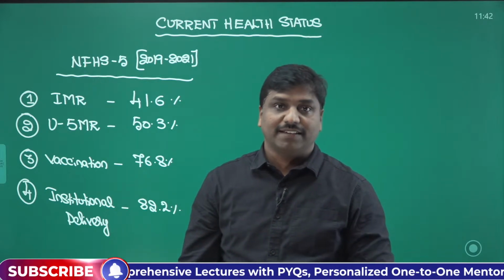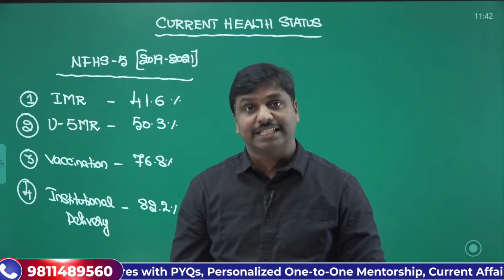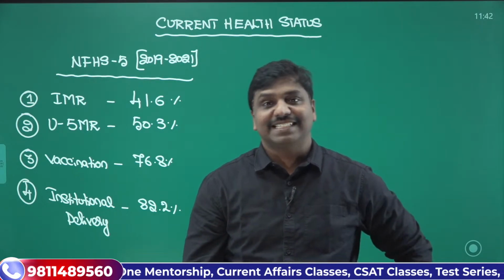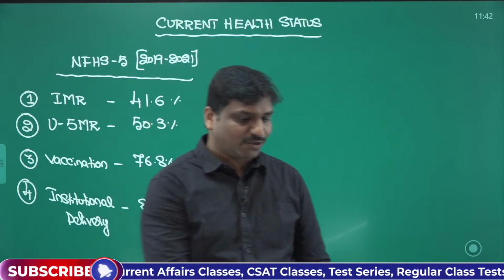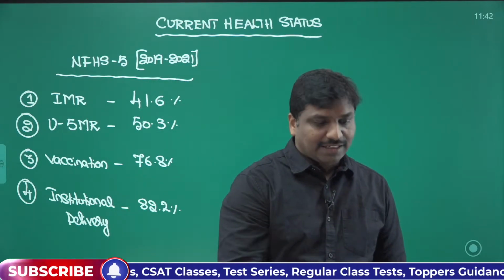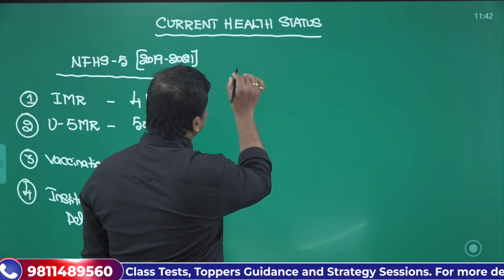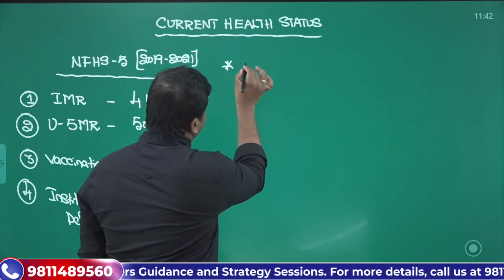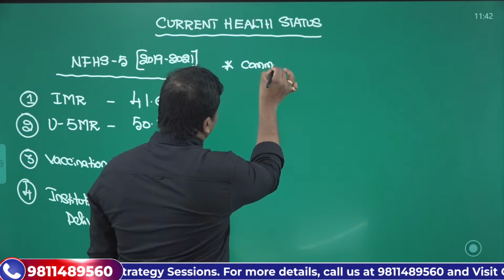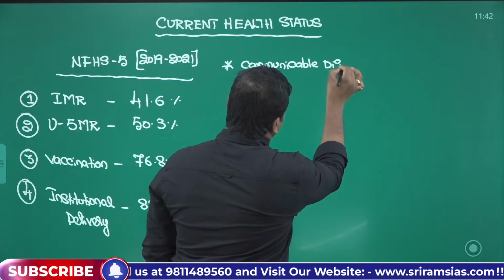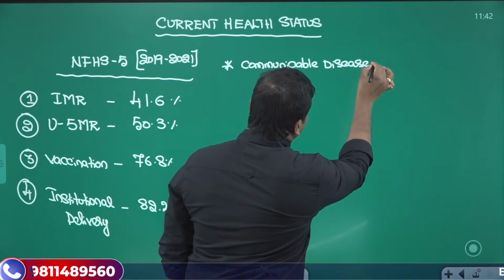Apart from this, there is further important data. What about the exposure to various diseases? That is another important aspect, so let's have a look at that also. What about the incidence of communicable diseases? When we see from the communicable diseases point of view, what are the statistics?